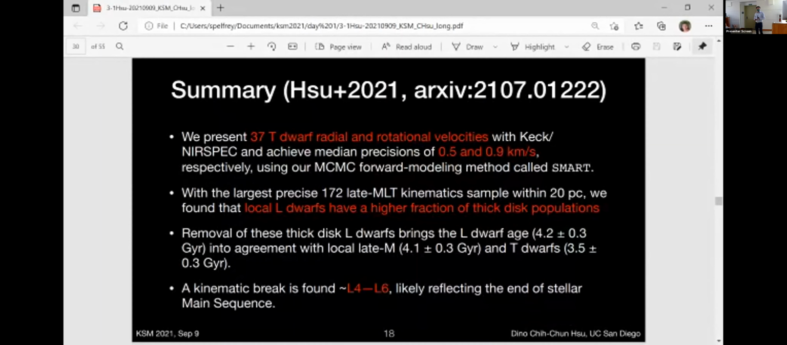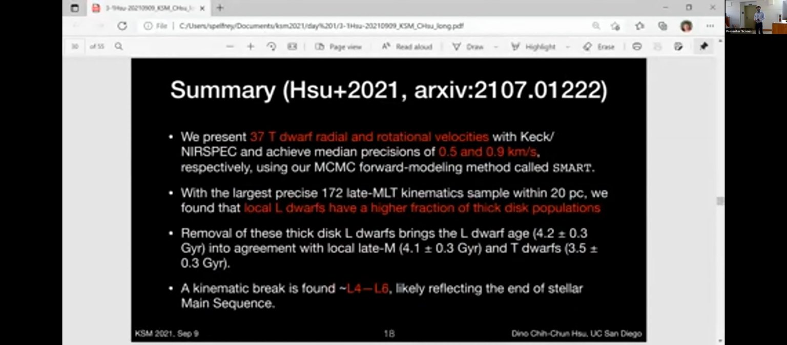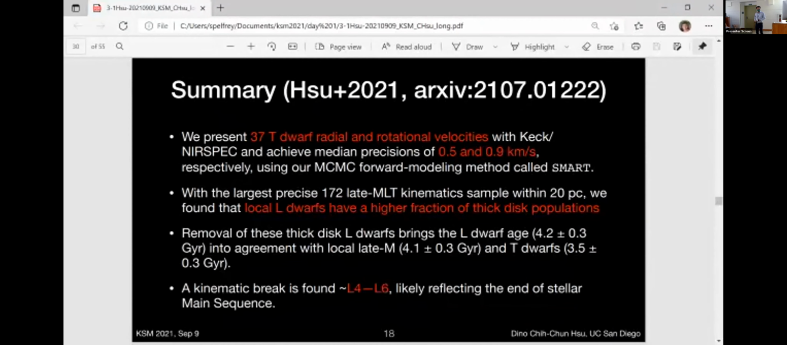We present hopefully the largest sample of T dwarfs ever, 37 T dwarfs with sub-kilometer-per-second precision for both RV and VSINI. And we've resolved the local ultracool mystery by compiling the largest sample ever, 172 LAMLT kinematics, and realized there's a higher fraction of thick disk sources in the sample. Removing these brings the ages into consistency. And the kinematic break is identified around L4 to L6, which is indicative of the stellar main sequence.